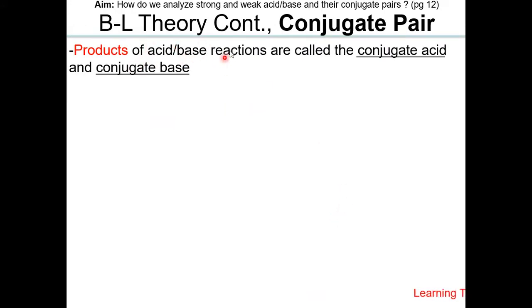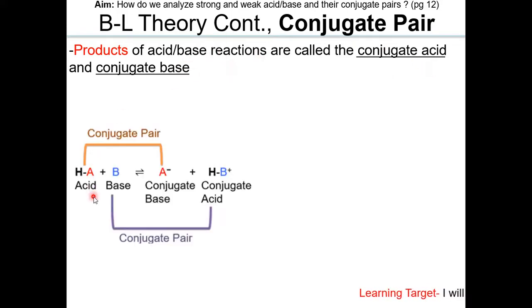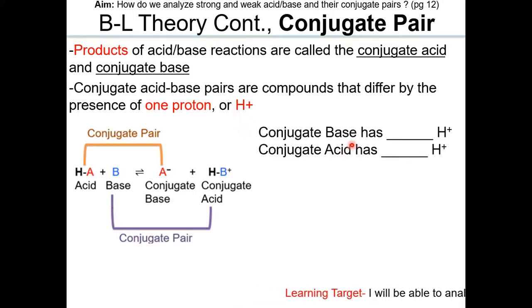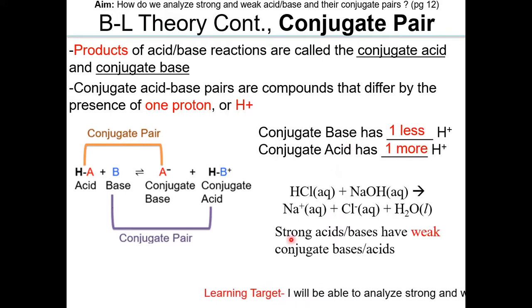Products of acid and base reactions are called conjugate acid and conjugate base. Here's a diagram to illustrate this. Conjugate acid and base pairs are compounds that differ by the presence of one proton or H+ ion. The conjugate base has one less hydrogen ion. The conjugate acid has one more hydrogen ion. Strong acids and strong bases have weak conjugate acids and bases.